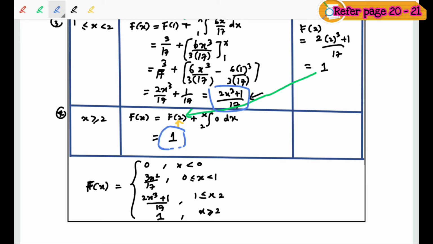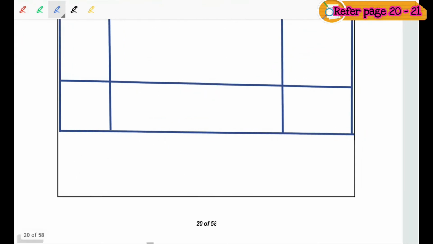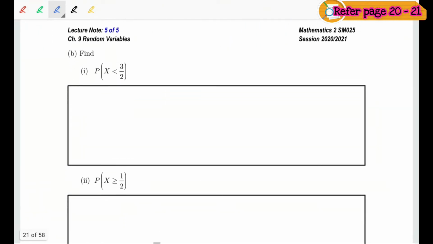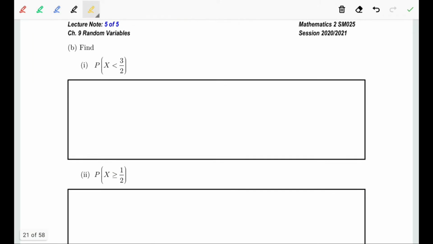Right, so we have done that part. We are going to proceed. Right, so proceed with B. B1, the question asks to find the probability of x less than 3 over 2. Since the notation is already in the form of less than, we can right away write P of x less than 3 over 2 equals F of 3 over 2. We are going to use the CDF since we already calculated it. So you just substitute 3 over 2 into the correct function of the CDF.